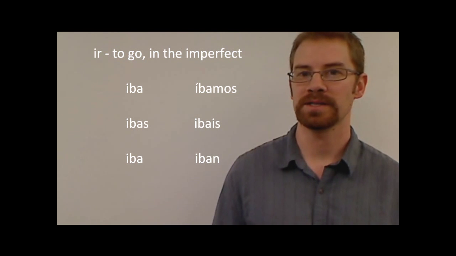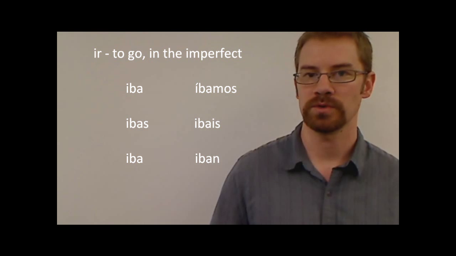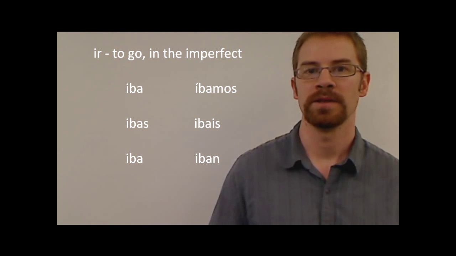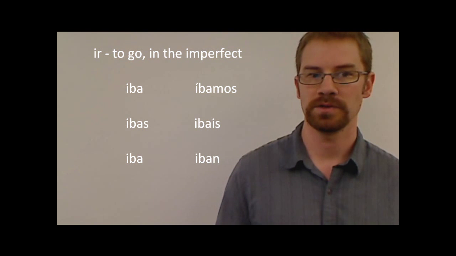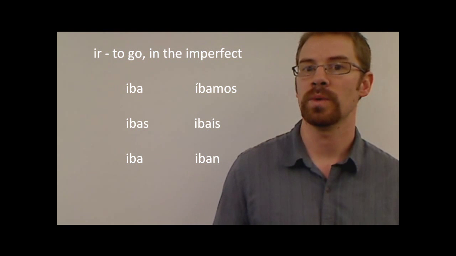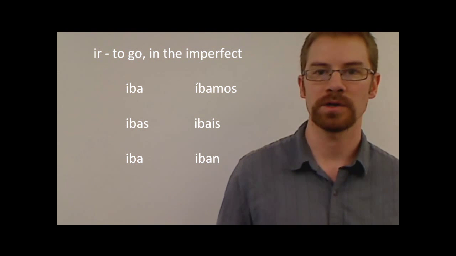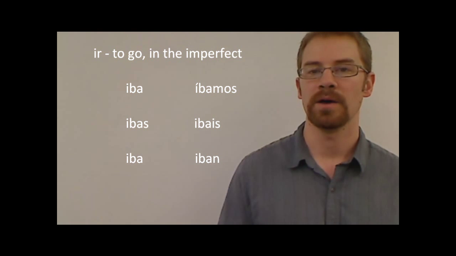The next verb will be ir. Iba, ibas, iba, íbamos, ibais, iban. So ir you can use to talk about where you went when you were a kid. Yo iba al parque con mi familia todos los días. I went to the park every day with my family, for example.